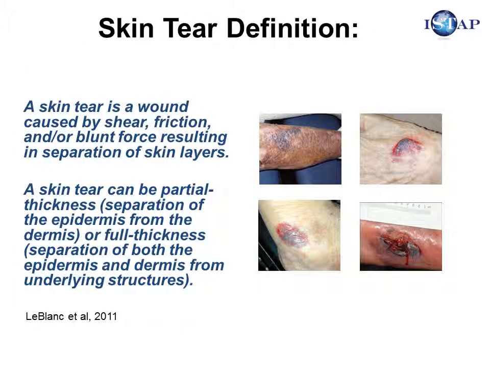Of course, you have to have a definition. So a skin tear is a wound caused by shear friction and/or blunt force resulting in separation of the skin layers. I'm actually sometimes called to say, is this wound a skin tear or is this wound a pressure ulcer? Because pressure ulcers can be caused by shear and friction. But of course, it's a different etiology. And again, I know that in this group, you probably understand the difference. But a skin tear can be a partial thickness or a full thickness. So they can be shallow or much deeper.